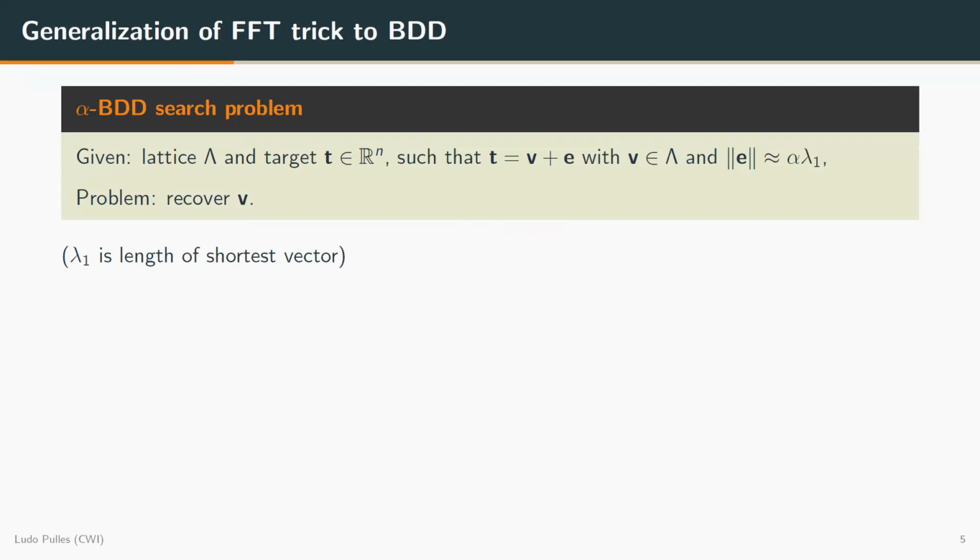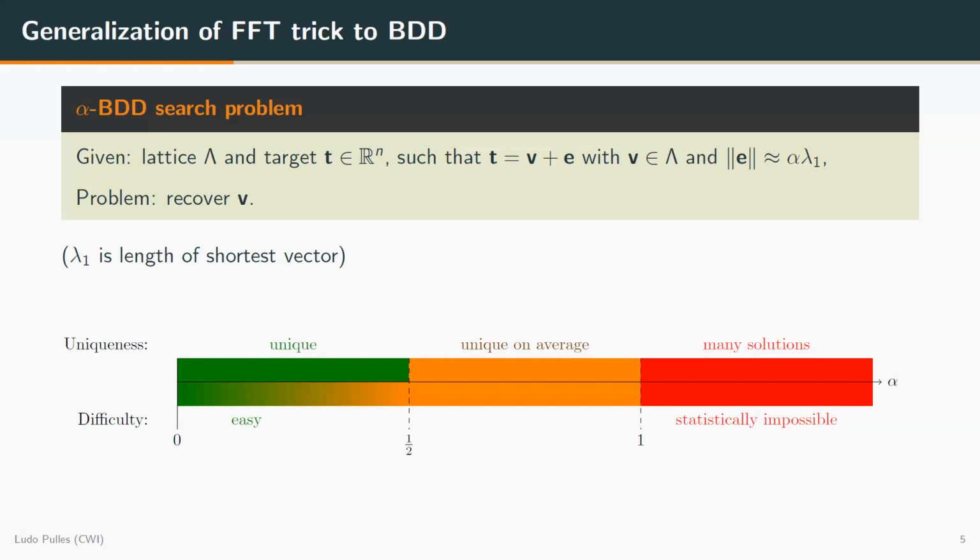So the problem we want to solve is alpha-BDD. It's a search problem. You get the lattice and the target, and the target is a lattice point that's taken randomly somewhere from the lattice, with an error added whose norm is concentrated around alpha times the shortest vector of the lattice. And the problem is recovering this original lattice point. So alpha is a parameter that determines the difficulty of this problem. As alpha is small, there's not that much noise, so this problem is very easy to solve.